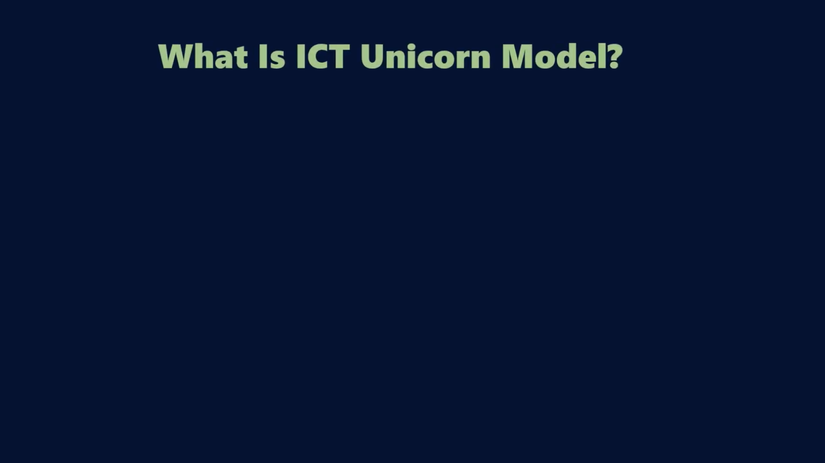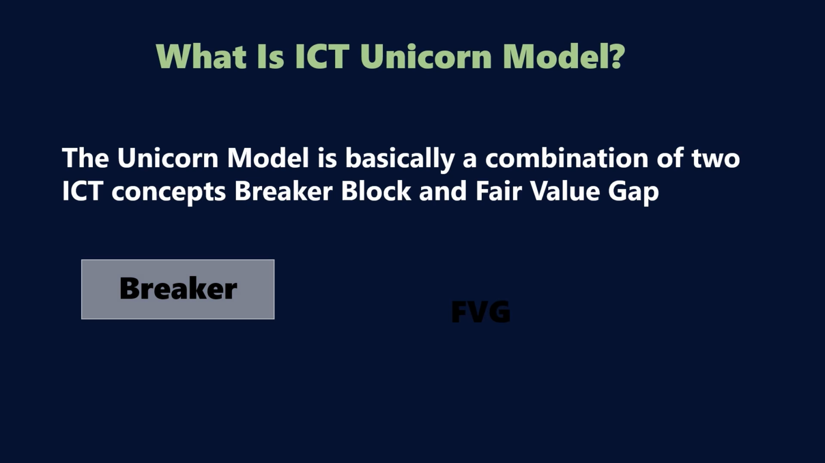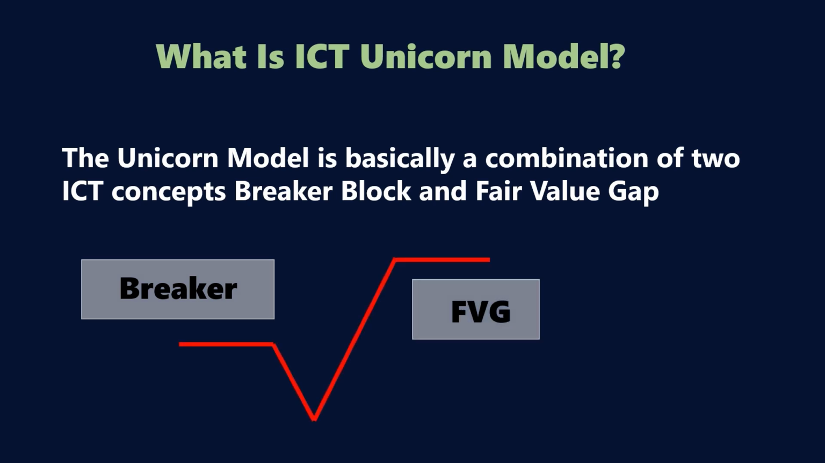What is the ICT unicorn strategy? The ICT unicorn model trading strategy in the ICT style is one of the well-known strategies in the world of forex and financial market trading. The ICT unicorn is a trading strategy that aims to predict sharp price movements in any market, including stocks, crypto, forex, and futures. The strategy uses two concepts from ICT's teachings: fair value gaps and breaker blocks.